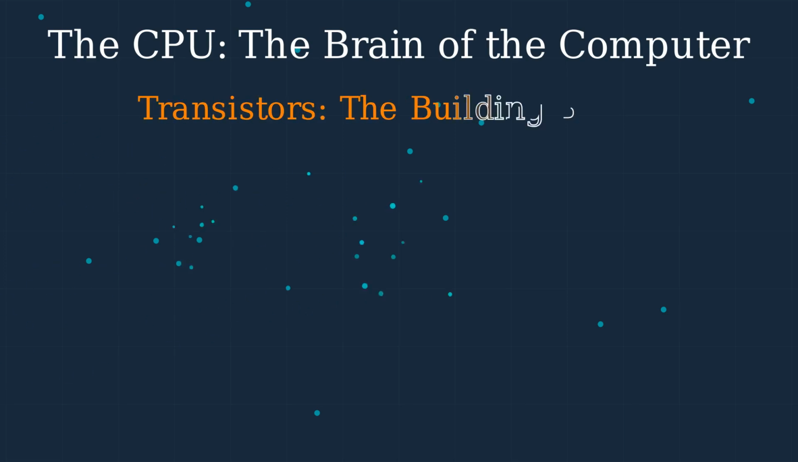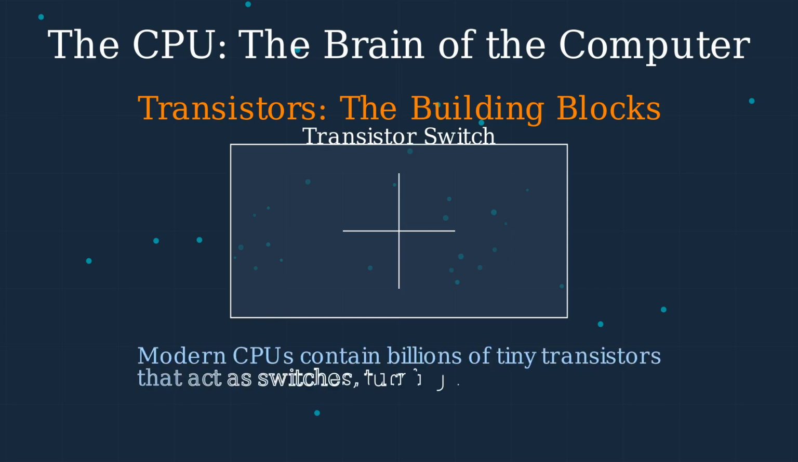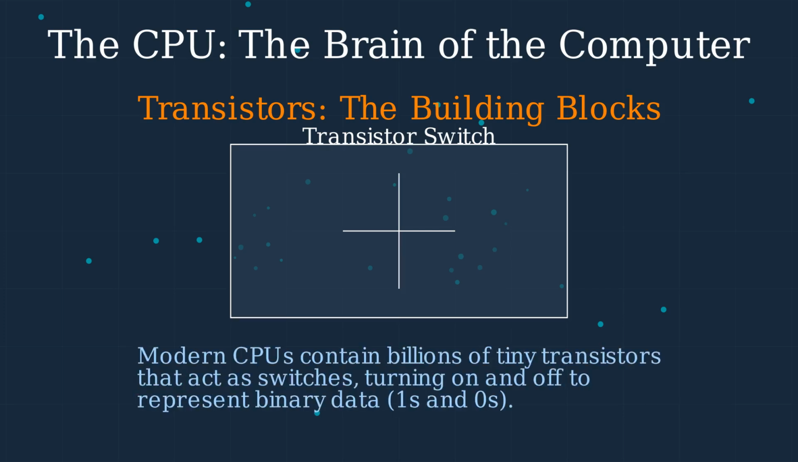At the heart of every CPU are transistors, the fundamental building blocks of modern processors. Transistors act as tiny electronic switches that can be turned on or off to represent binary data, the ones and zeros that computers understand. Modern CPUs contain billions of these microscopic transistors, allowing for incredibly complex calculations and operations.